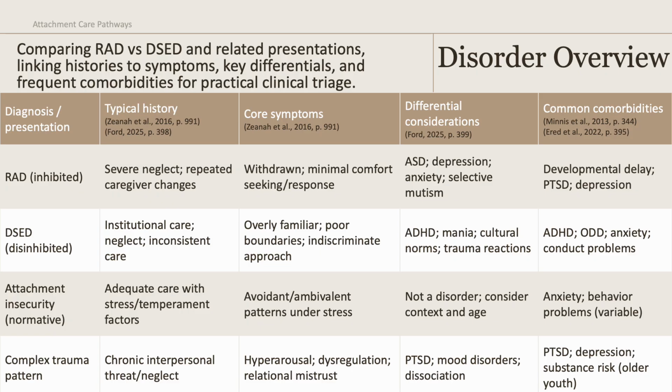Comorbidities, because this is normative, are variable, but some individuals may experience anxiety or behavior problems depending on life stressors, but there's no consistent pattern like we see in the disorder categories.